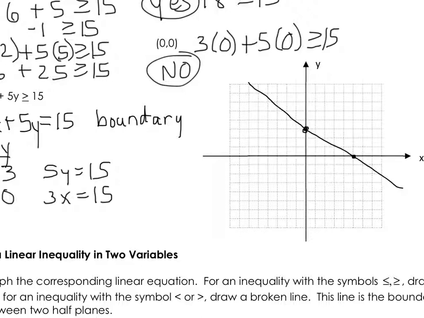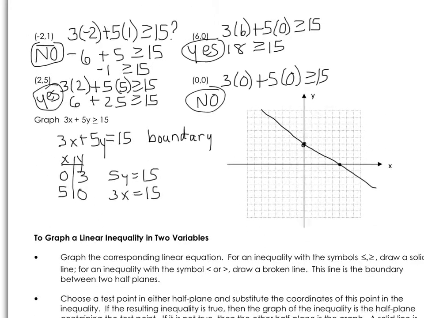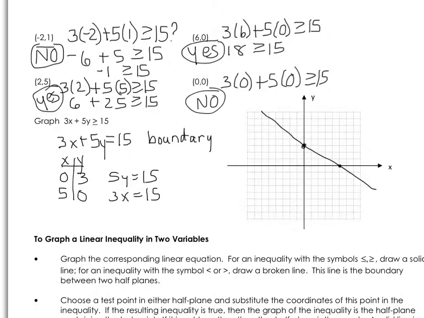Let's look at our solutions up here. What did we find out? We found out that negative 2, 1 is not a solution, but 6, 0 is a solution. Where's 6, 0? It is right here. So we know that that is a solution. 2, 5 is a solution.